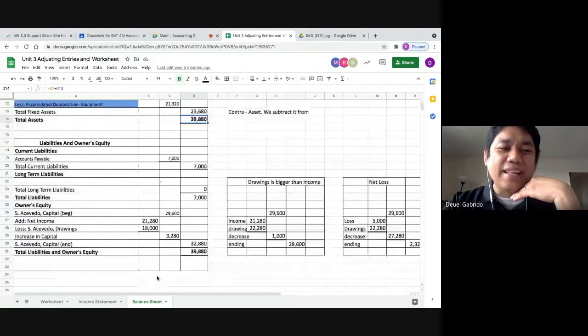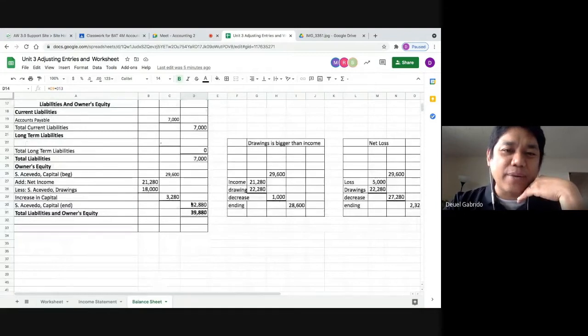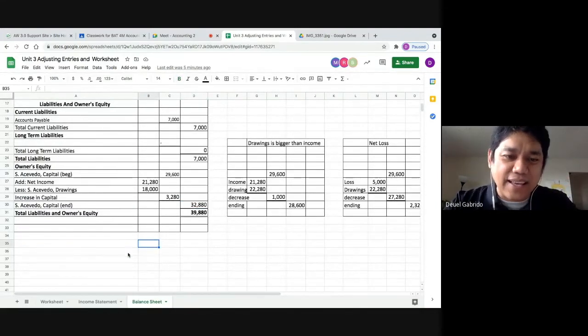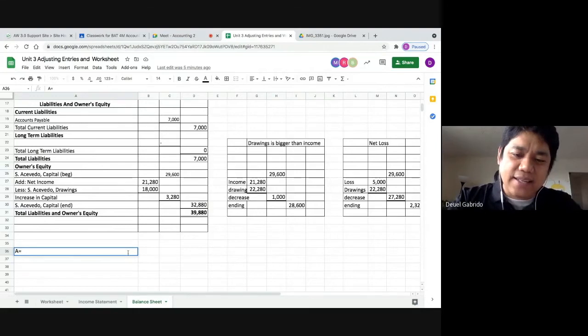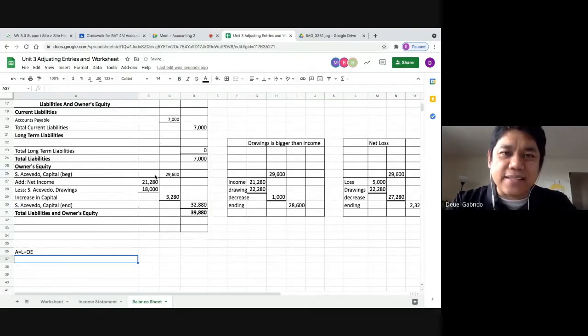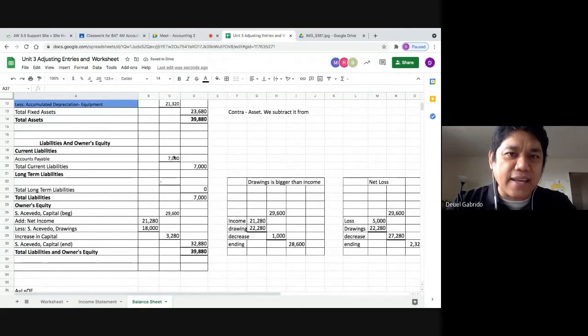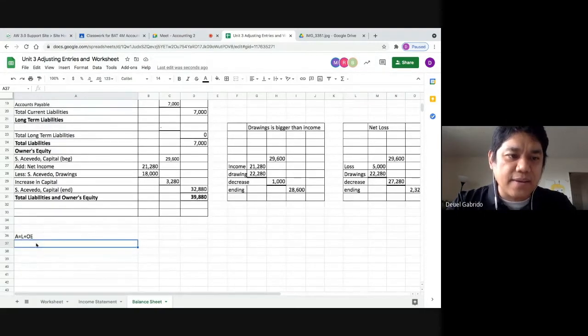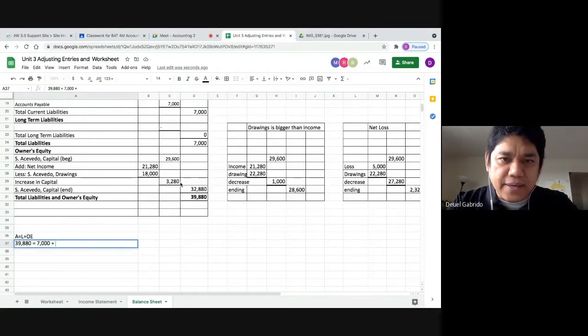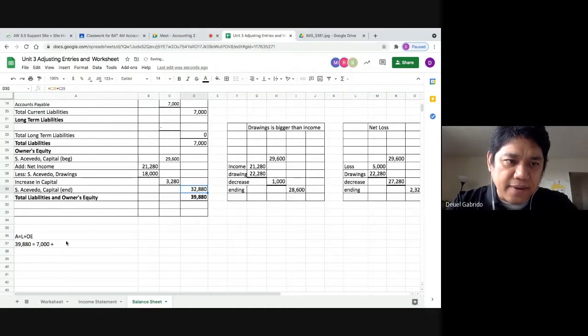No problem. And our equation again, guys. If your equity is good, what is the equation again? A equals L plus OE, right? So let's see the assets. How much is the assets? It's 39,880. Okay, let me just put it here. 39,880 equals, how much is the liability? It's only 7,000, right? 7,000 plus the OE is 32,880.